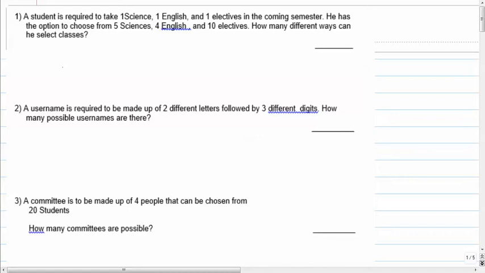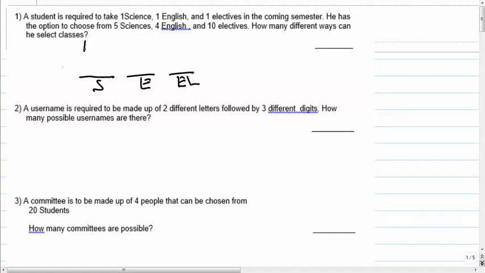Okay? All right. A student is required to take a science, an English, and an elective in the coming semester. He has the option to choose from 5 sciences, 4 Englishes, and 10 electives. How many ways can he select a class? All right, well, this is what he needs to do. Pick a science, pick an English, pick an elective, all right?